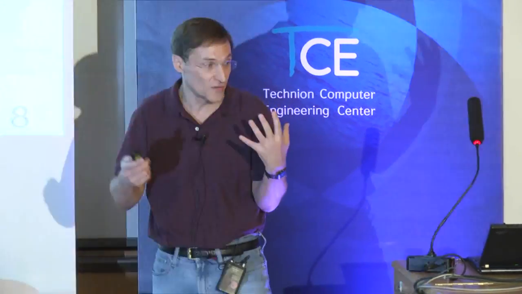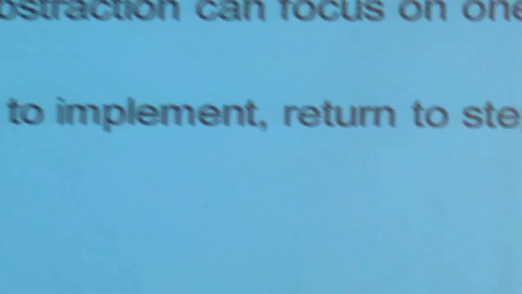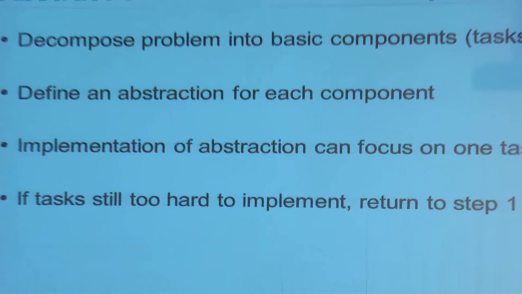So abstractions are great. But how do you come up with abstractions? How do you come up with an abstraction when you're faced with a problem? Well, abstractions are nothing more than problem decomposition. You start by subdividing your problem into components or tasks. You then define an abstraction for each one of them. And then you implement that abstraction, only paying attention to supporting that interface. And if you're not able to do this, you go back to step one and figure out that you got the wrong abstractions because the tasks weren't easy enough. So that's how you find abstractions: you start subdividing the problem.